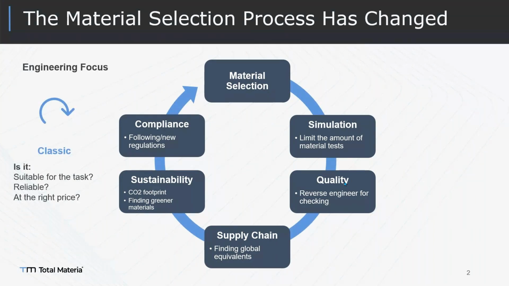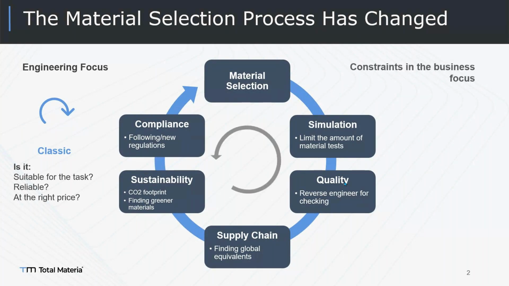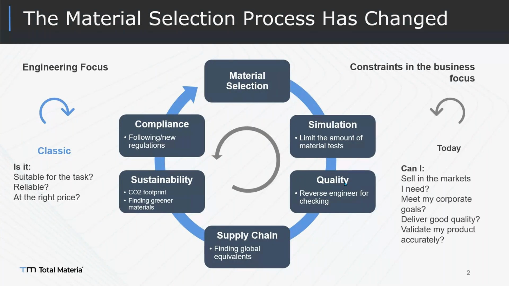And as I mentioned, that was the engineering focus and the classic way of doing things: making sure that the material is suitable for the task, reliable, and if you could find it at the right price. But now you have different business constraints: making sure you could sell your products in the market before you actually go to market, meeting your corporate goals, making sure you deliver good quality, and also being able to validate your product accurately.